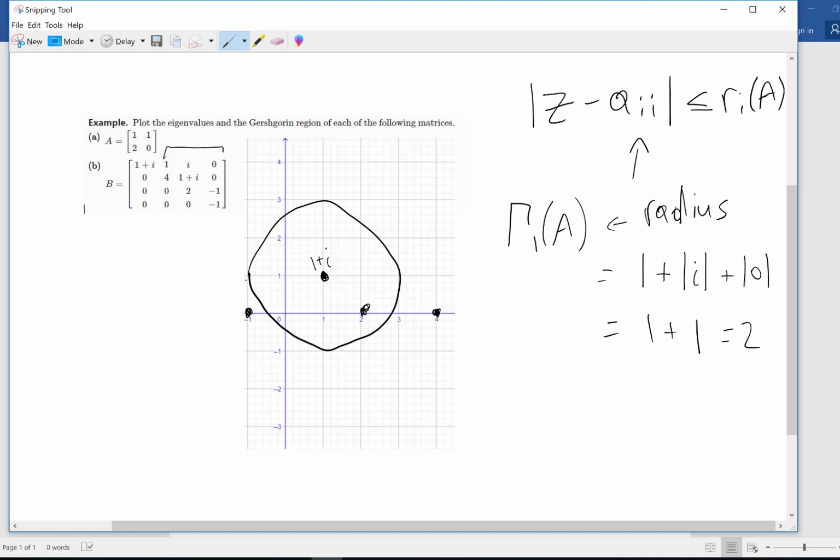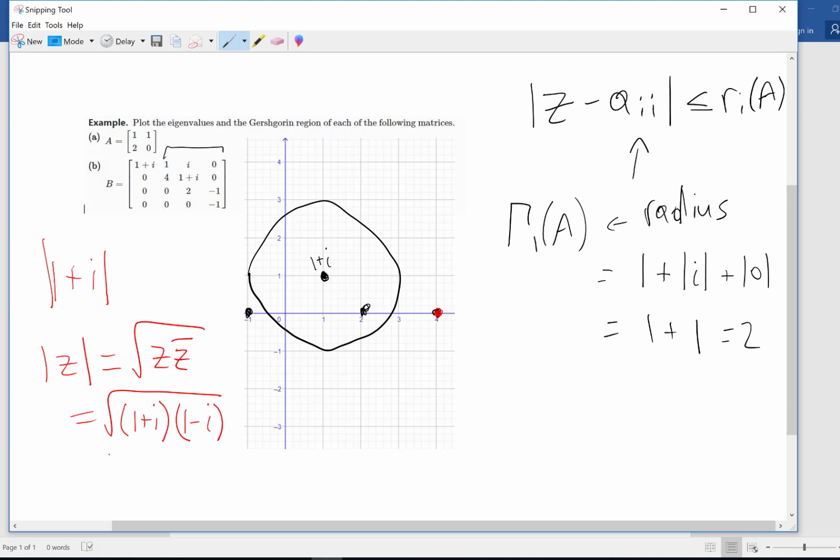Okay, the second disk, let's switch to, say, red. And so it's centered at 4. And its radius is 0 plus the absolute value of 1 plus i. So what's the absolute value of 1 plus i? Well, that's how far 1 plus i is from 0. There is another way to compute the absolute value of a complex number z. It's the square root of z times z bar, where bar means complex conjugate. And so in this case, what is the complex conjugate of 1 plus i? It just means switch the sign of the imaginary part, so it's 1 minus i.